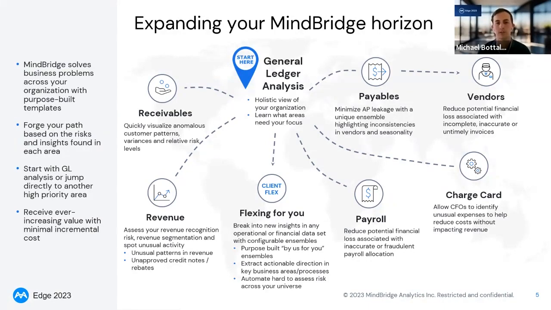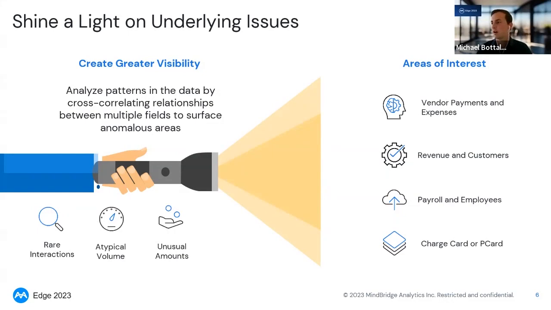And what it really boils down to is understanding the behaviors that are existing within the subledger. MindBridge aims to shine a light in terms of analyzing these patterns in the data by cross-correlating the relationships related to multiple fields to surface these areas. So we look for rare interactions, atypical volume, and unusual amounts to take a very human-centric approach to what's normal behavior within a customer, a vendor, an employee, and start establishing a baseline for what's normal to then detect different anomalies that are existing within these different subledgers.